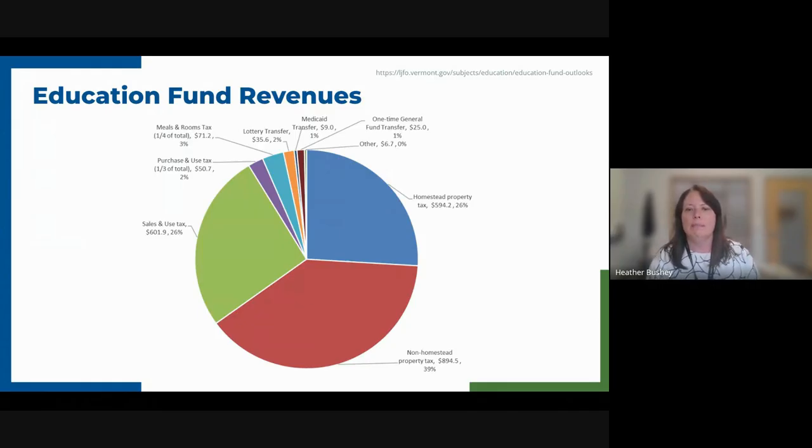And then we do get some other smaller revenue sources from lottery and Medicaid. And of course, this past year, we had that one-time general fund transfer of 25 million. When that happens, while it buys down the tax rates, it is not guaranteed that we're going to have that next year. And if we don't have that, then we're starting already a little bit behind from revenue. So it's good, but it also can be challenging to deal with the following year.